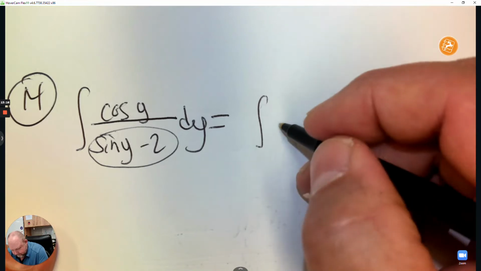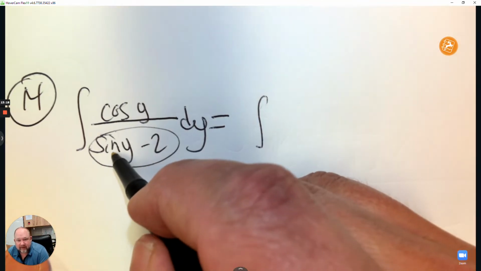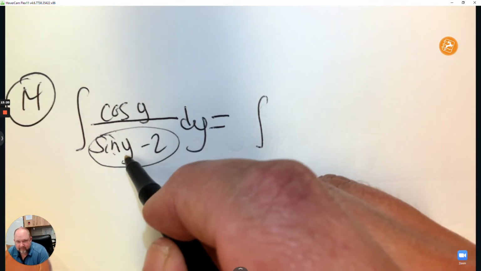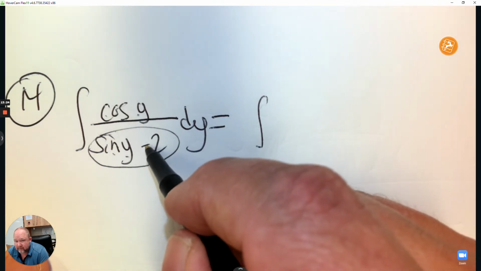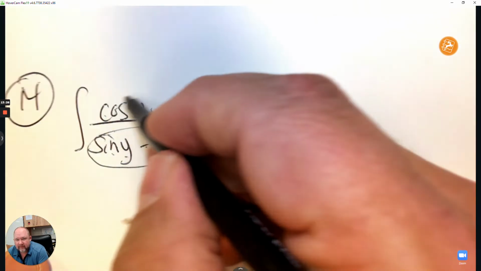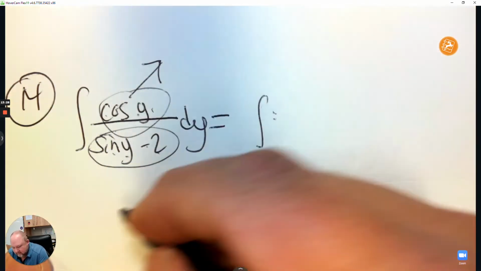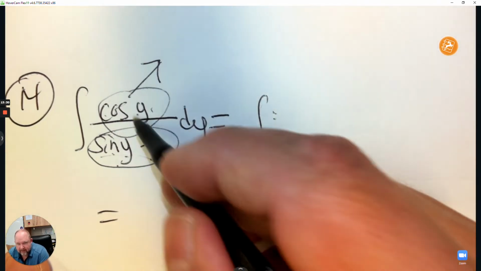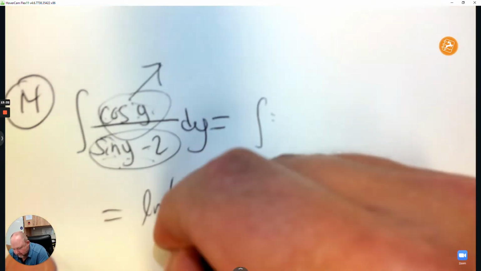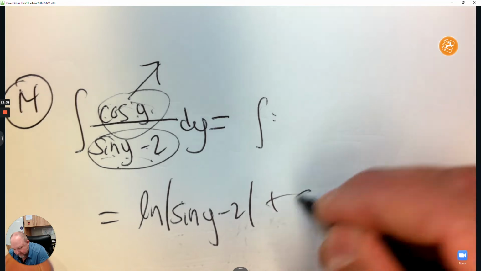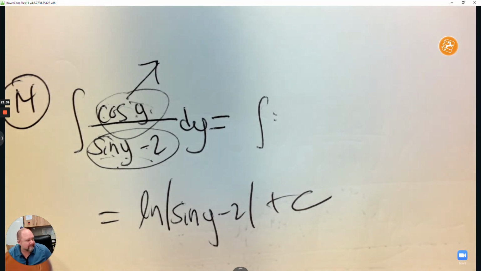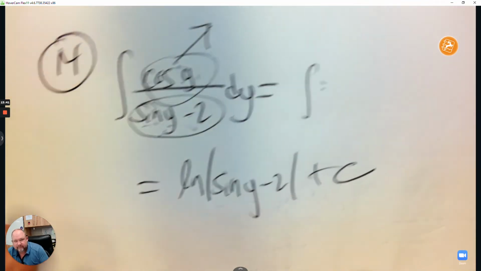The derivative of the denominator, the derivative of sine y is cosine y. And then the derivative of -2 is 0. So I don't even know why I'm rewriting. This is perfect. The derivative of the denominator matches the numerator. This is a logarithm. Plus c. Don't forget the constant. Number 15.